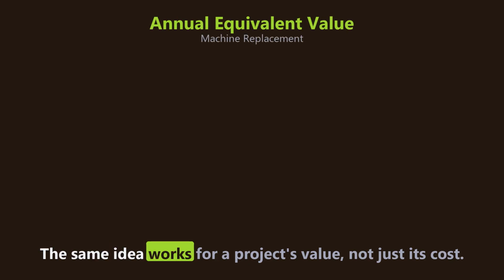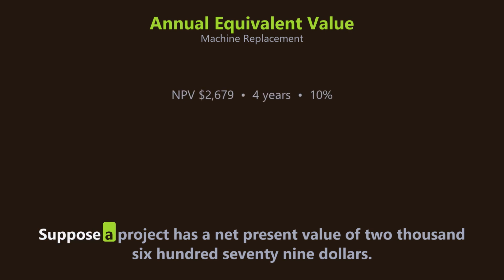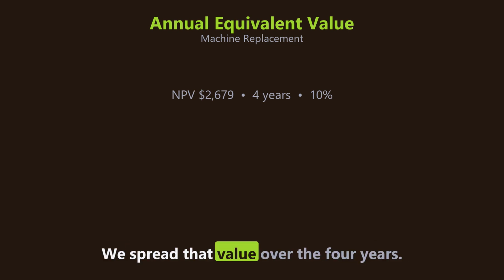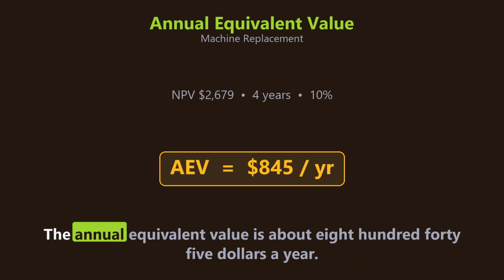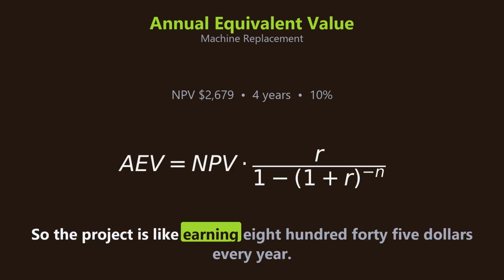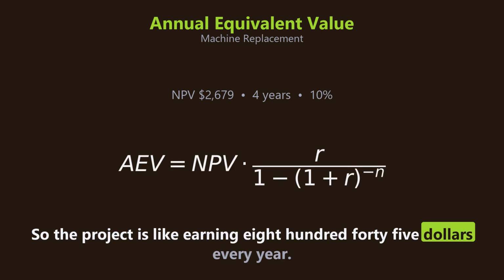The same idea works for a project's value, not just its cost. Suppose a project has a net present value of $2,679. It runs for 4 years, at a 10% rate. We spread that value over the 4 years. The annual equivalent value is about $845 a year. So the project is like earning $845 every year.